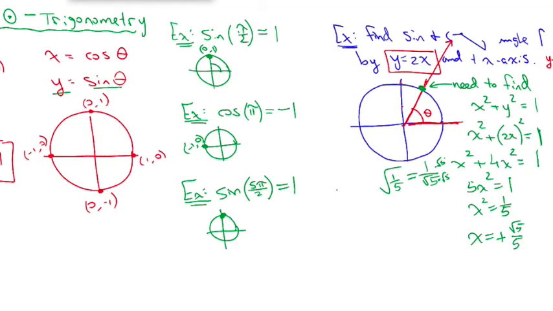What's y equal to? 2 times that. So it'd be 2 square root of 5 over 5. And if you don't know why it's 2 times that, you go back up to y equals 2 times x.